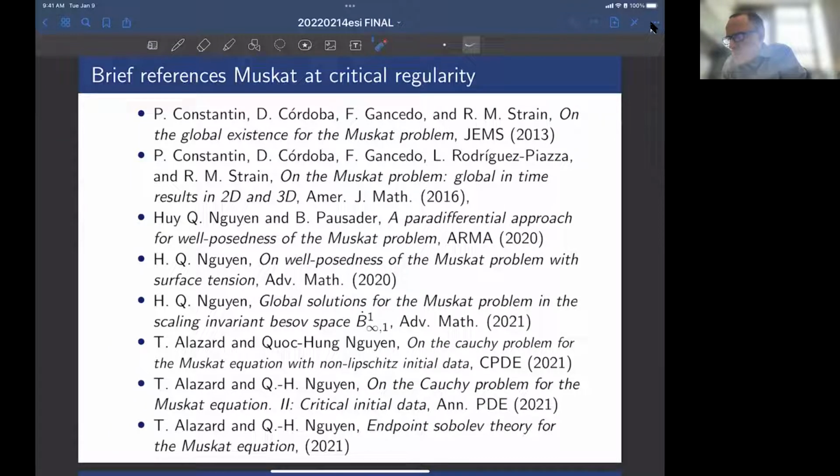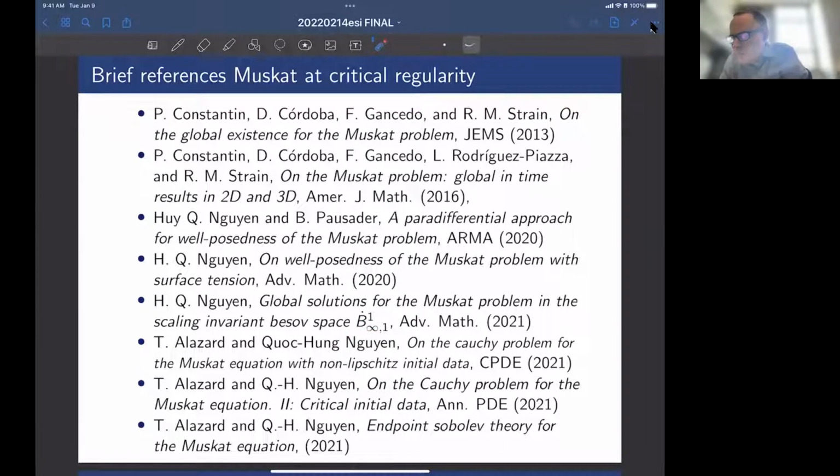And recently, there's been an explosion of interest in the Muskat problem, which is a related model. One of those papers is by Nguyen and Pausader, who introduced a paradifferential approach for well-posedness, and they studied the local well-posedness for slightly subcritical initial data. And then Nguyen studied the well-posedness with surface tension, and then Hui Wang studied global solutions to the Muskat problem in the scaling critical Besov space B^1_{∞,1}.